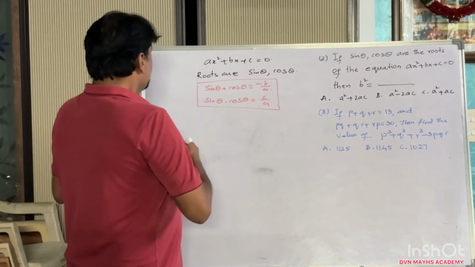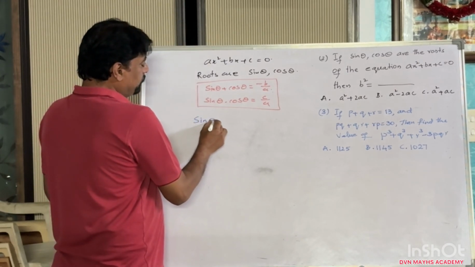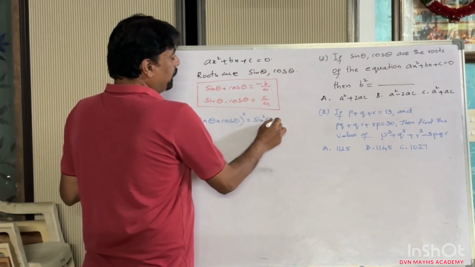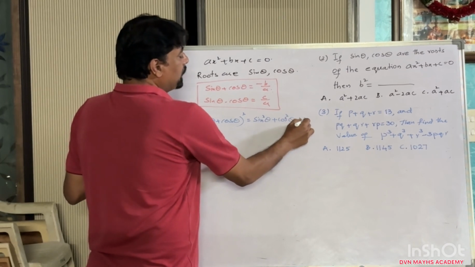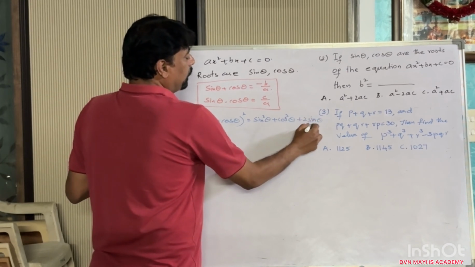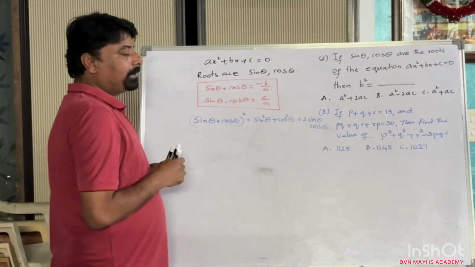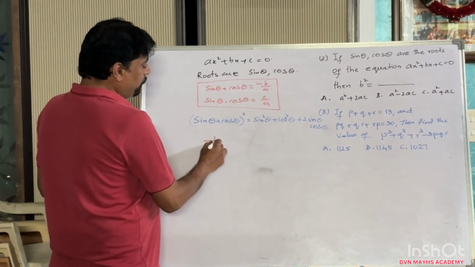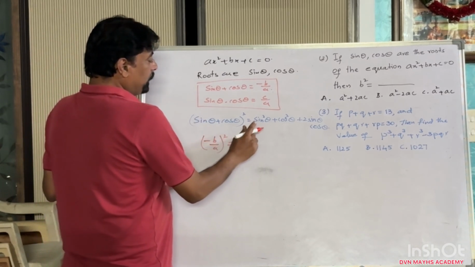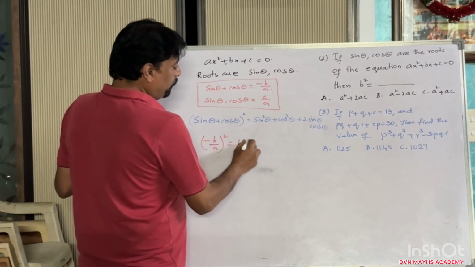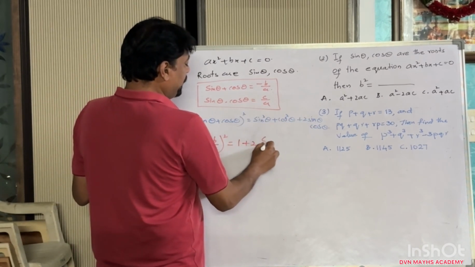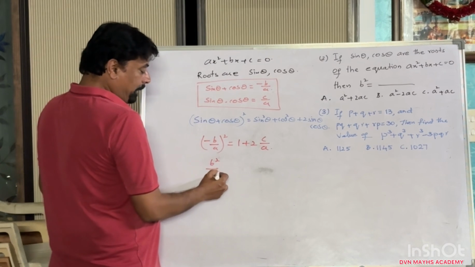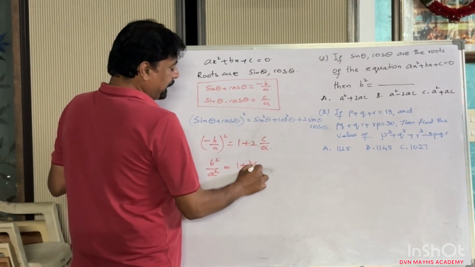For example, sin theta plus cos theta whole square is equal to sin square theta plus cos square theta plus 2 sin theta cos theta. Isn't it? Just put these values: sin theta plus cos theta is equal to minus b by a, whole square. And you know that sin square theta plus cos square theta is 1, plus 2 into sin theta cos theta, which is c by a. So this is b square by a square, equal to 1 plus 2c by a.